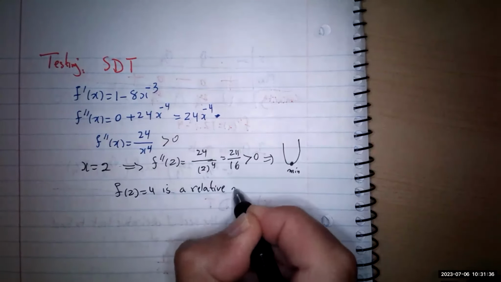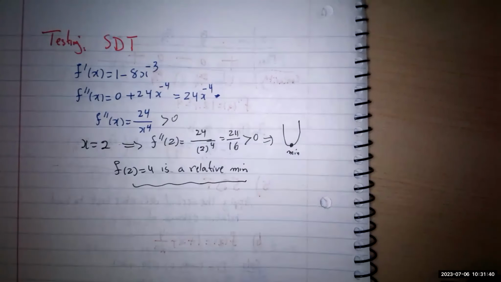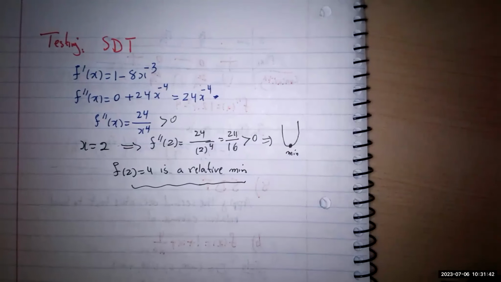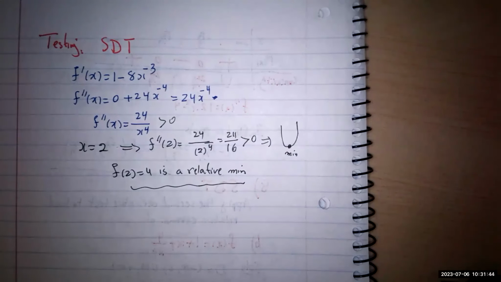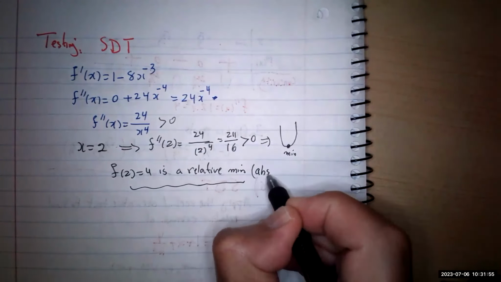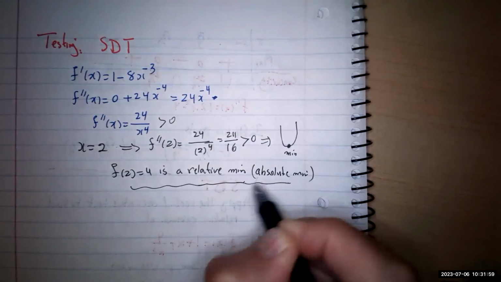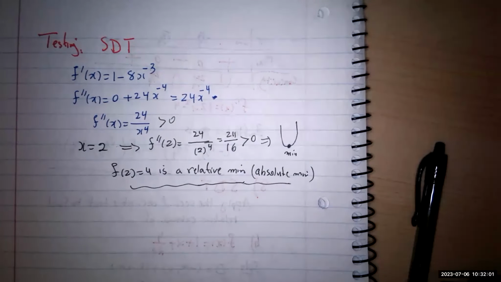In fact, it's an absolute minimum because you don't have anything else to compare. You have only one critical value, and at that critical value, you get a minimum. So f of 2 equals 4 is an absolute minimum. Relative would be fine, but you can say absolute also. And then you're done. That's it.